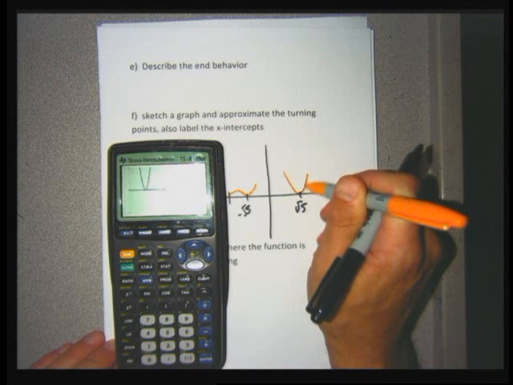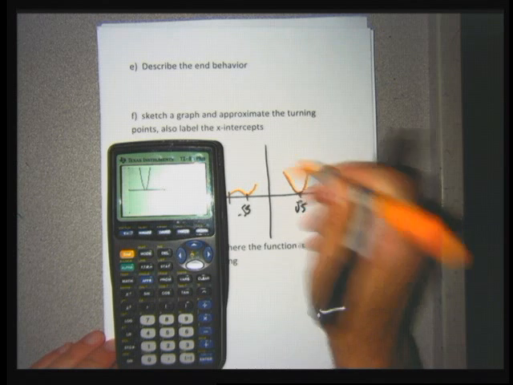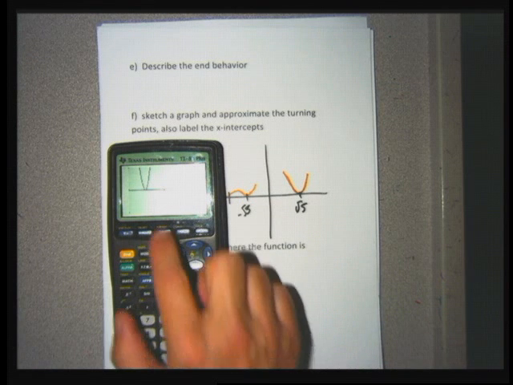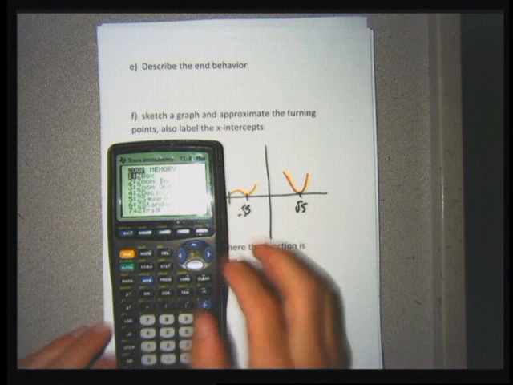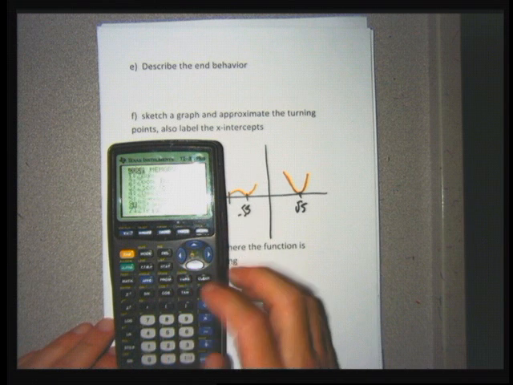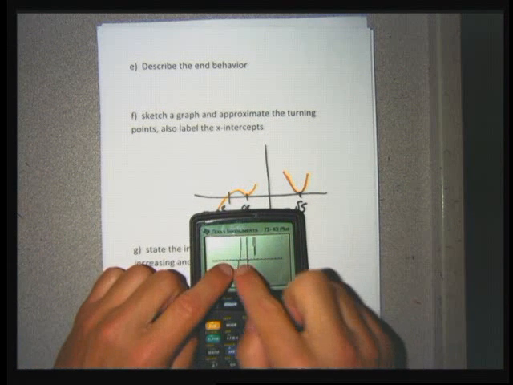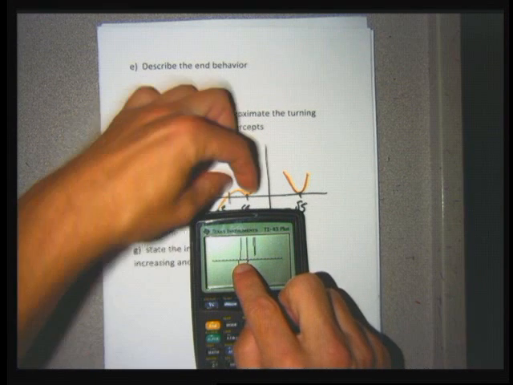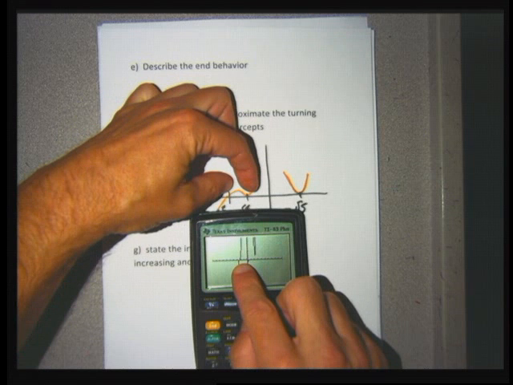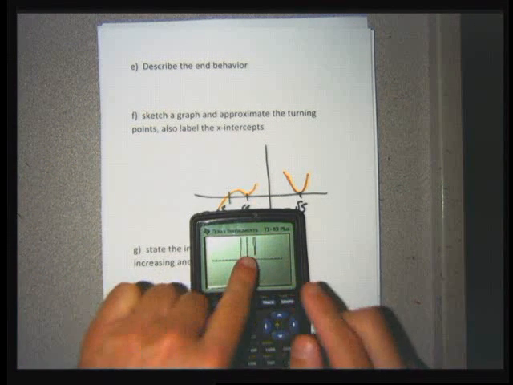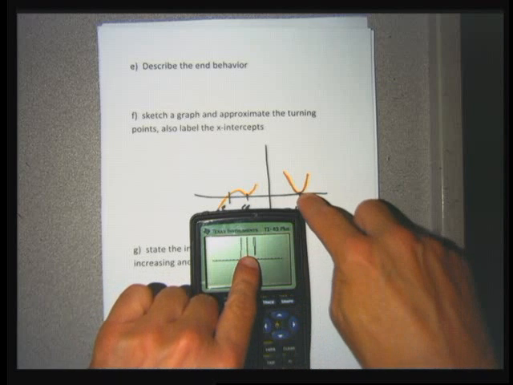There's no way for me to get one window to show all the features, because the calculator just doesn't have enough pixels to do that. The last thing I need to do is I'm going to go back to a standard window. So I've blown up better what happens around the x-intercepts to the left of the y-axis. And my calculator does horrible there unless I really focus on that.